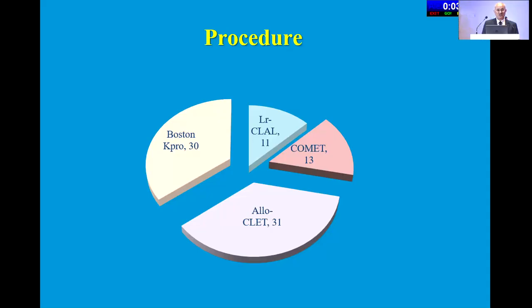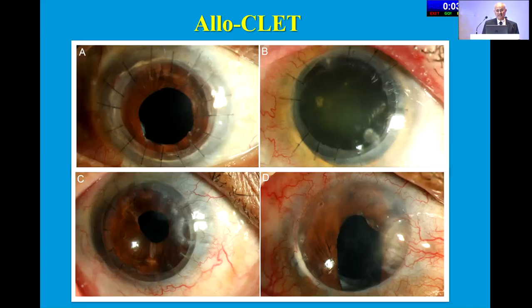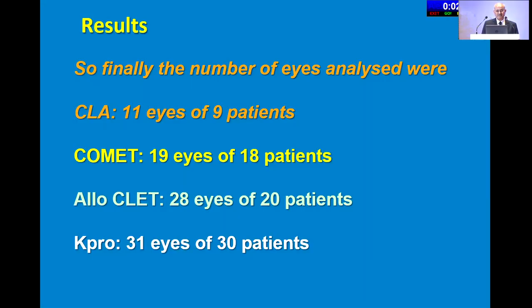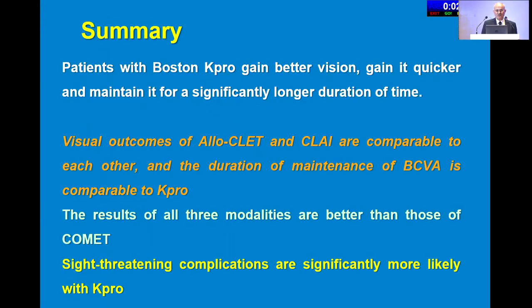a allo-SLET. This is old data, therefore I am just sharing. And these are some of the allo-SLET patients. This is their graft survival of 3 different techniques. This paper is published in Ocular Surface. When you look at the results of these eyes, bilateral eyes, there were conjunctival limbal allograft in 11 eyes, COMET 19 eyes, allo-SLET 28 eyes, and K-Pro 31 eyes of 30 patients.